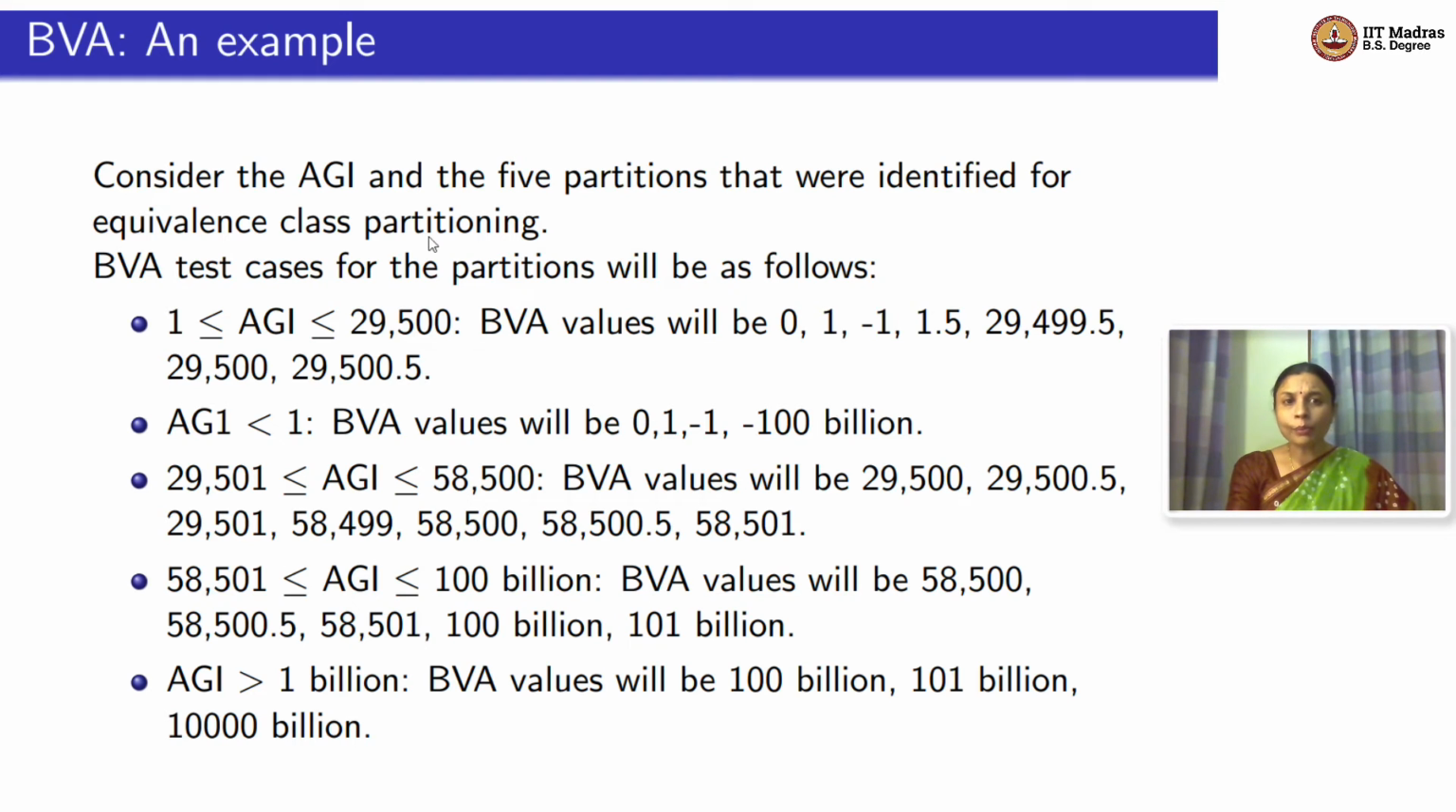For the example of the income tax computation, we identified 5 partitions for equivalence class partitioning. When I refine that using boundary value analysis, test cases will look like this.